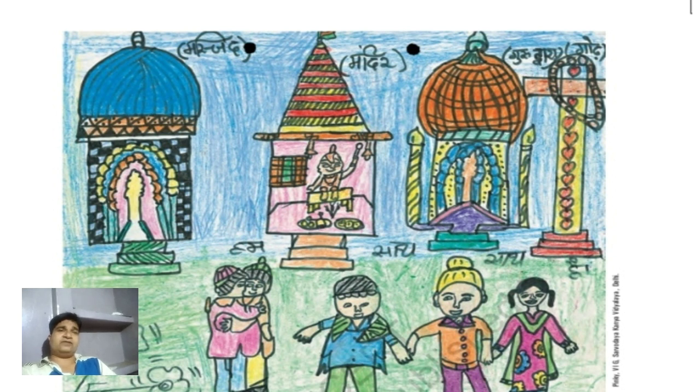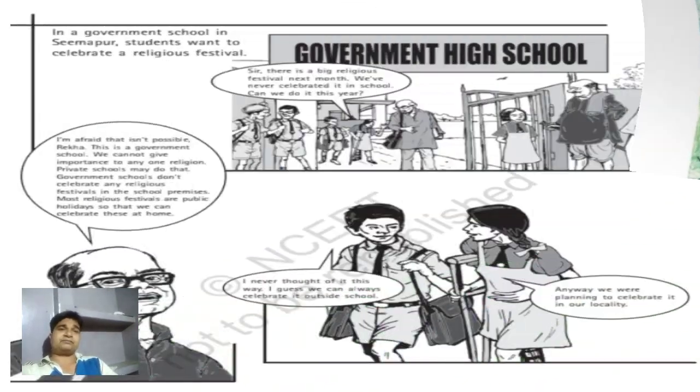You can see different places of worship are there. Also the people, they are celebrating each other's festivals. They are living in peace and harmony. Now there is a storyboard.